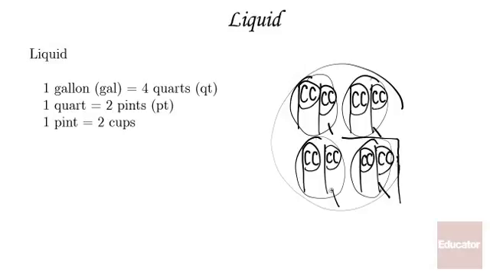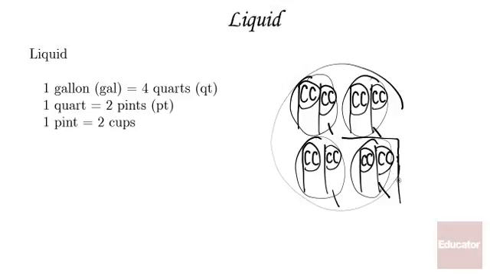So we know G is for gallon, Q is for quarts, P is for pints, C is for cups. So if I ask you, how many pints are in 1 gallon, you can just count how many P's there are within the G for the gallon. So 1, 2, 3, 4, 5, 6, 7, 8. There are 8 pints in 1 gallon.